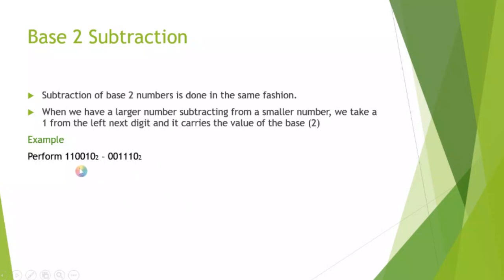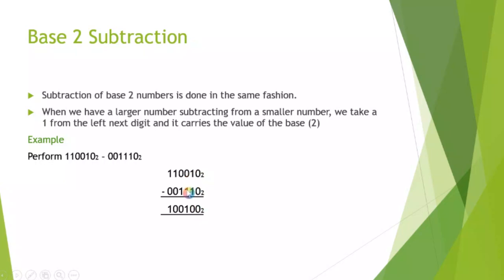We're saying 1100102 minus 001110, and all these numbers are in base 2. So you align these numbers and then you subtract. Now here we have 0 minus 0, which gives us 0. Alright, so 0 minus 0 gives us a 0. Now 1 minus 1 gives us a 0. Here we're having 0 minus 1.